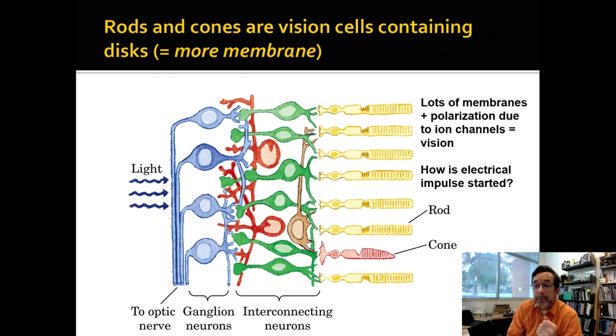So there's lots of membranes, and then you have a polarization which happens due to changing the voltage by letting ions in or blocking ions from coming in. Either one of those will change the voltage and will start a voltage potential that can then travel to the brain. So our question right now is, how is this electrical impulse started? You can tell if there's going to be a voltage change that we're going to have some kind of ion channel opening or closing. And that's what we talked about way back in section 11.3 in chapter 6.